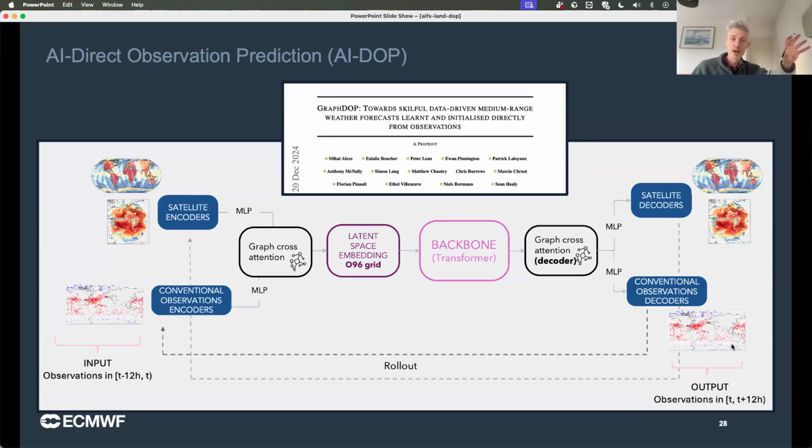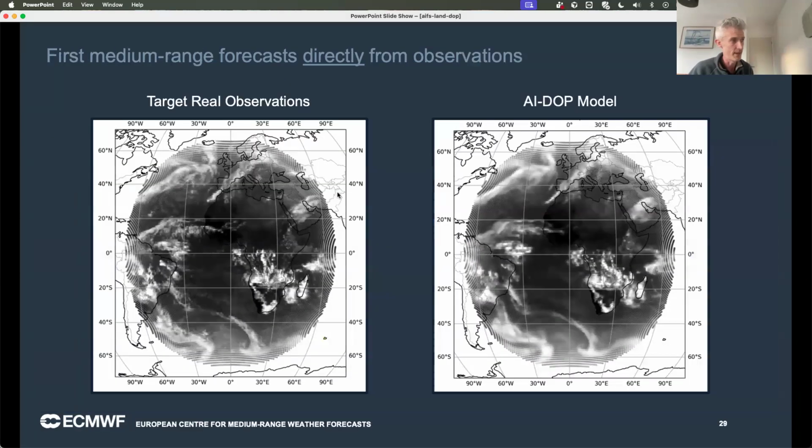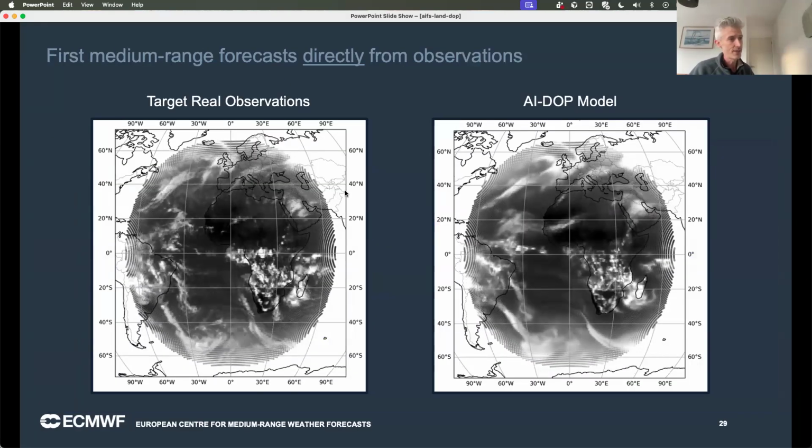So we're giving it 12 hours of observations in the past and predicting 12 hours into the future. Then you calculate the loss against those observations in the future, which it hasn't seen. You do that many, many times, train it for epochs, and you get a model at the end.